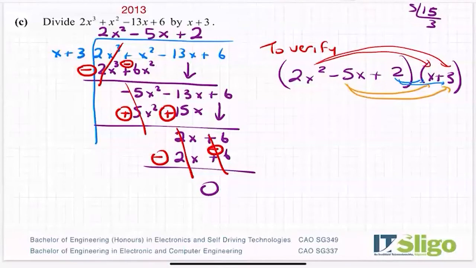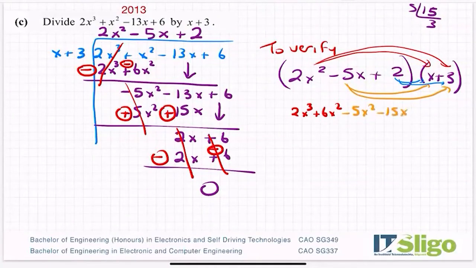So 2x squared by x is 2x cubed. 2x squared by plus 3 is plus 6x squared. Okay, I'm then going to do the orange next. Minus 5x by x is minus 5x squared. Minus 5x by plus 3 is minus 15x. Then I'm going to go to blue. Plus 2 by x is plus 2x, plus 2 3s are 6.